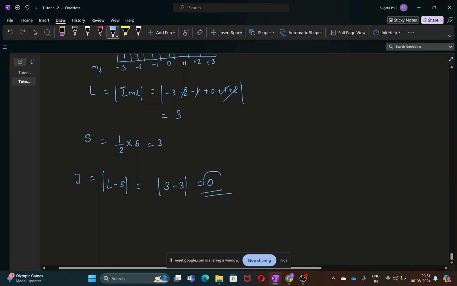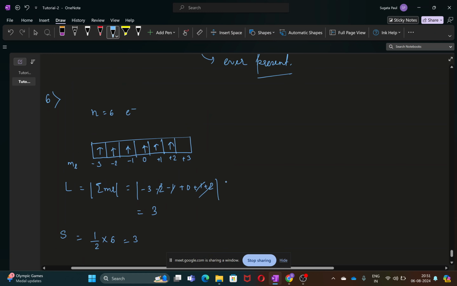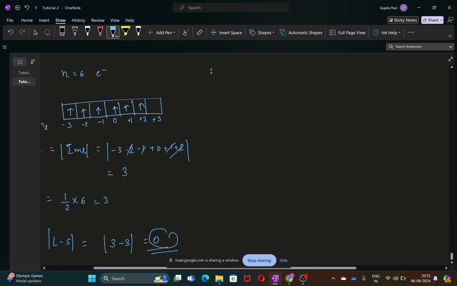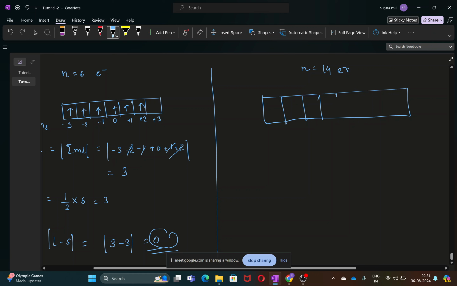So this is true that J equals 0 when the F orbital has n equal to 6 electrons. Now the second thing was also given: when n equals 14 electrons, can we similarly get J equal to 0 or not? So if n equals 14 electrons, again draw the F shell by yourself, that is 1, 2, 3, 4, 5, 6, 7. So this is minus 3, minus 2, minus 1, 0, plus 1, plus 2, plus 3.